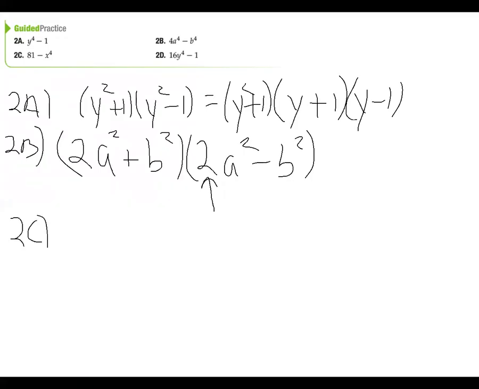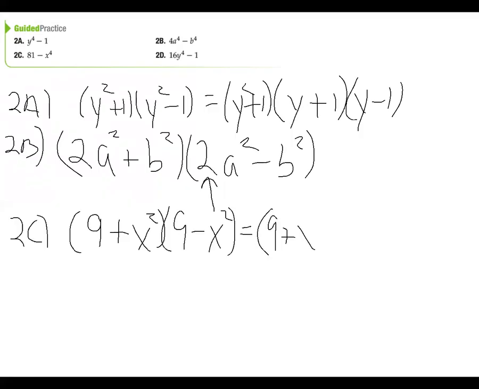2c, 81 minus x to the 4th. 81 is 9 squared, and x to the 4th is x squared squared, so you could think of that as 9 plus x squared times 9 minus x squared. And the 9 minus x squared factors. So let me rewrite the first one. It's 9 plus x squared. And then 9 minus x squared factors into 3 plus x times 3 minus x.